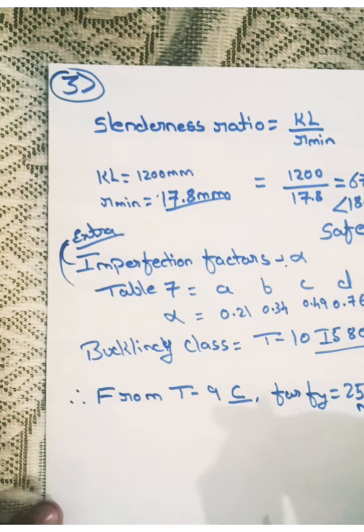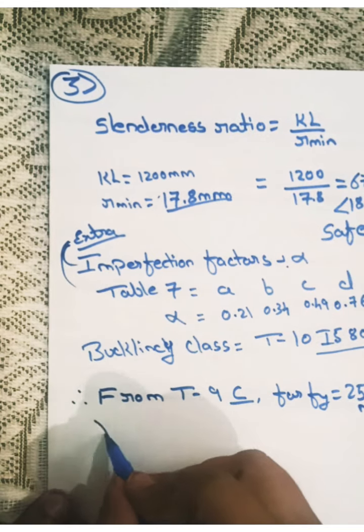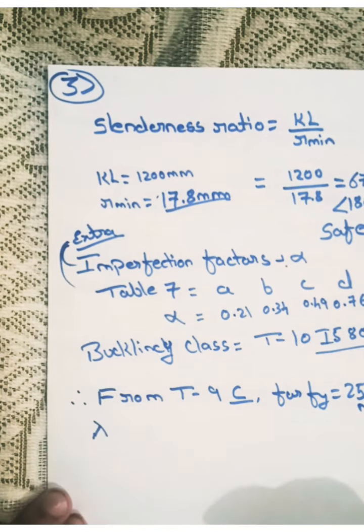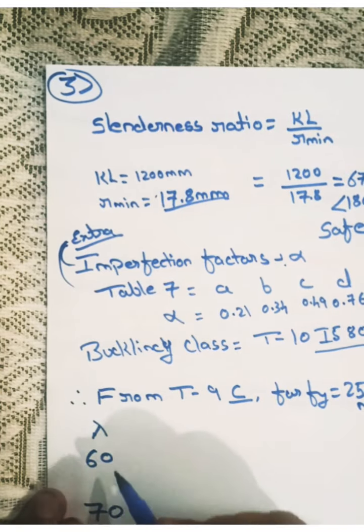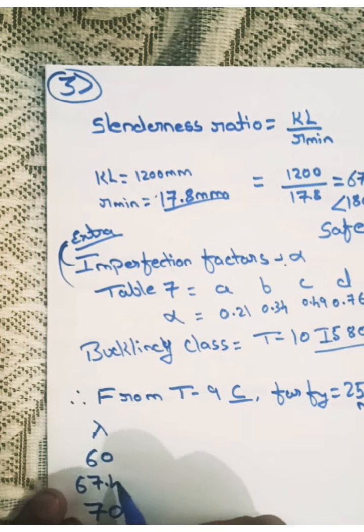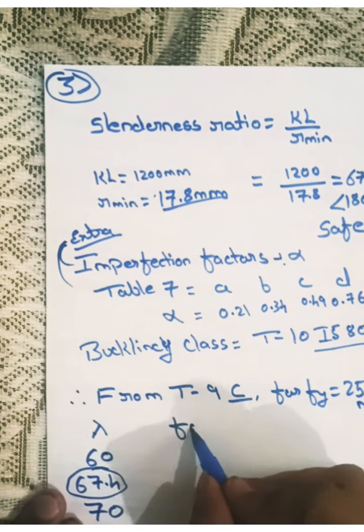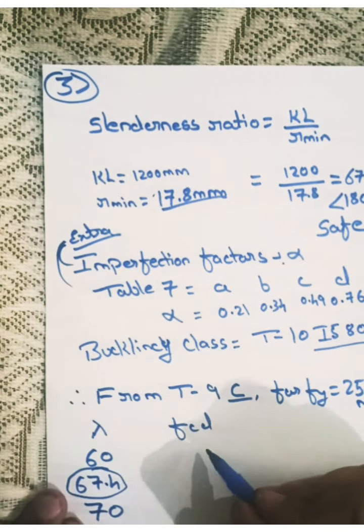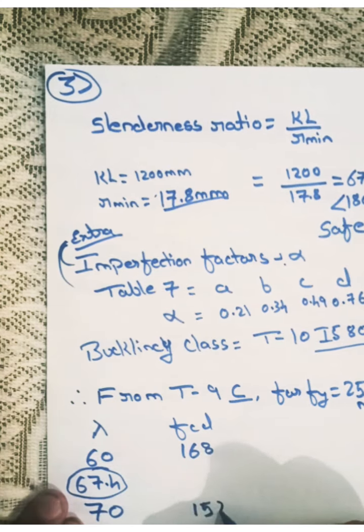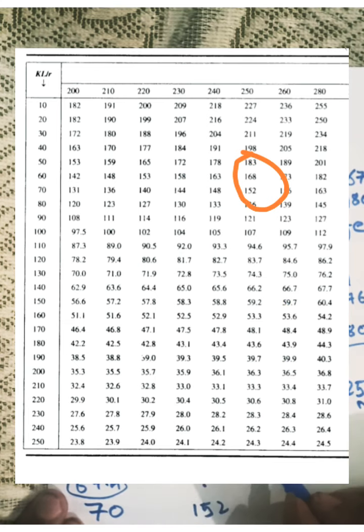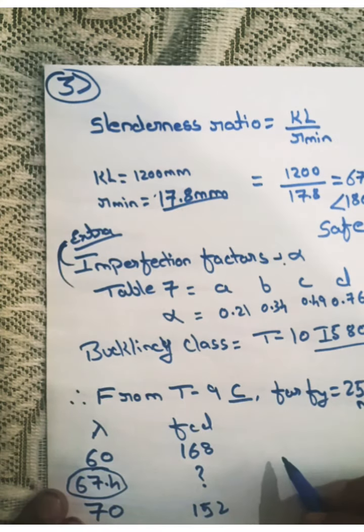So from table number 9C, we need to do interpolation. The slenderness ratio lambda value, you can see in the table, it is given. Our value is 67.4, so it lies in between 60 and 70. So the value of FCD we need to find. For 60 it is 168 and for 70 it is 152. So after doing interpolation, we will get the value for FCD.